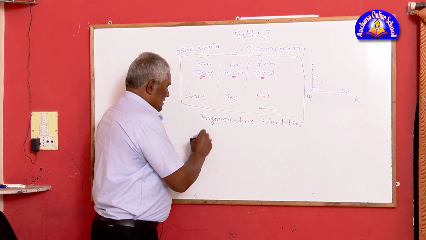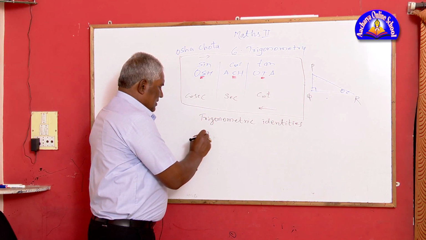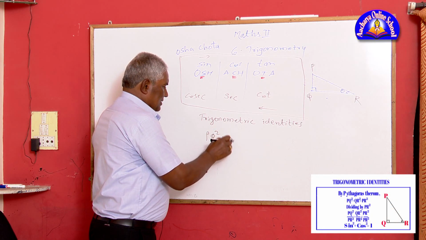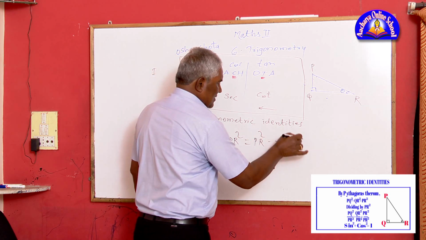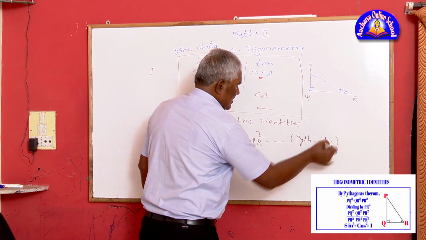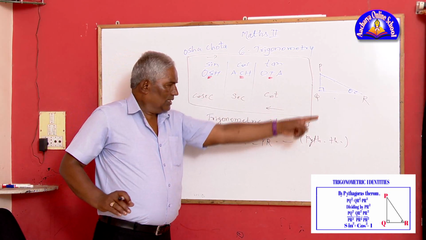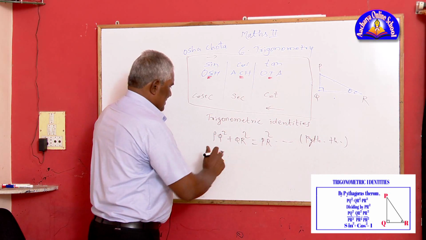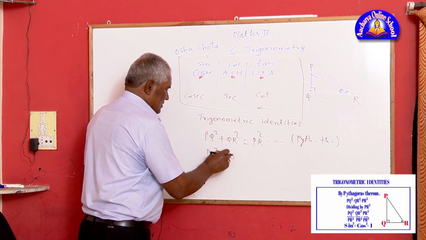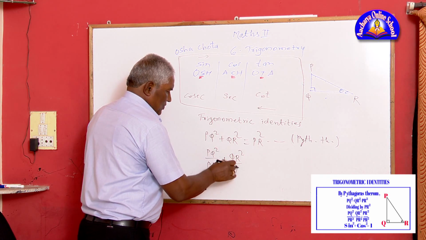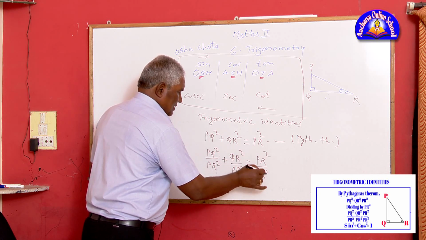Suppose in triangle PQR, Q is the right angle, therefore PR is the hypotenuse. Then PQ square plus QR square is equal to PR square, by Pythagoras theorem. Divide the whole equation by PR square. First step: PQ square upon PR square plus QR square upon PR square is equal to PR square upon PR square.